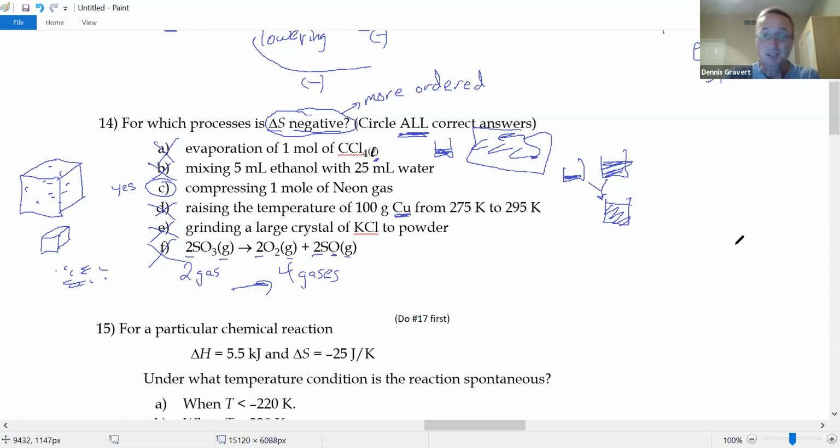This time, if I ask this question on the exam, maybe there's going to be more. Or the other idea is I could change the question and say, for which one is delta S positive? So be careful, read the question carefully.